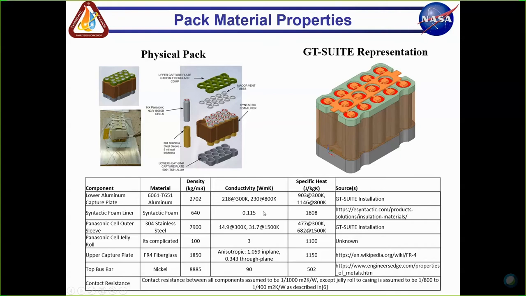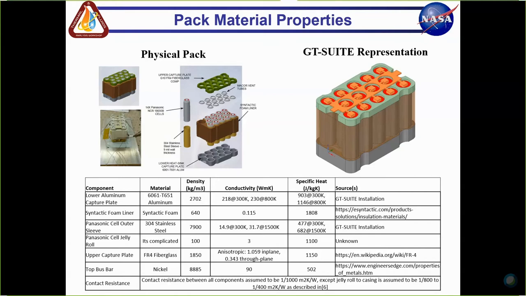The syntactic foam liner is not something that's in our database, so we did a little research online to find information about the liner. You can see the conductivity, as was mentioned before, is very low. It's obviously the lowest of all the different materials of the pack, and of course, that's by design. Then for the Panasonic cells, the stainless steel sleeve that we're assuming, we've got basic properties for stainless steel in our library that we're using as a function of temperature.